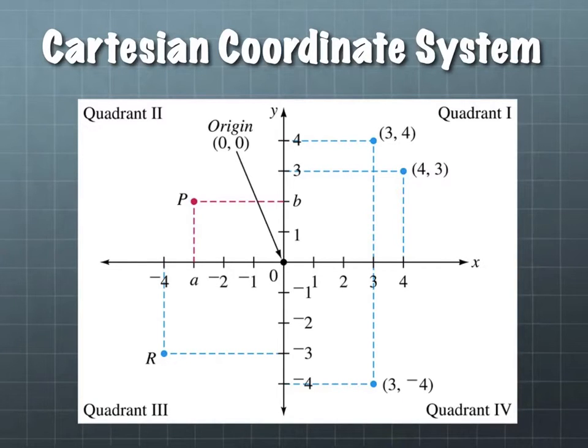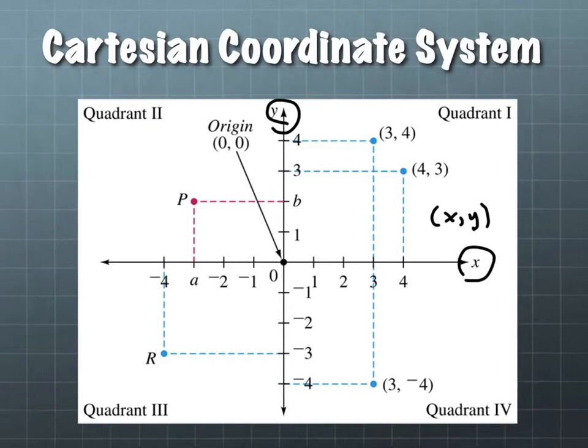We always write the x coordinate and then the y coordinate, right? So it always goes x, comma, y for an ordered pair. So we always look at how far left and right we go along the x-axis before we look at how far up and down we go along the y-axis.